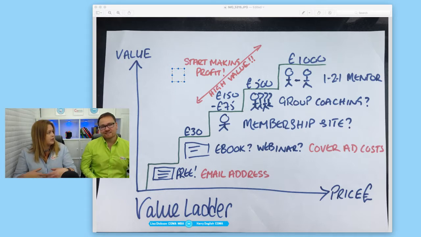And so that's likely to be something like a course, isn't it? So something that's on location could still be delivered as part of a separate membership group or a separate Facebook club, things like that. But it's a higher value. It's more intense.